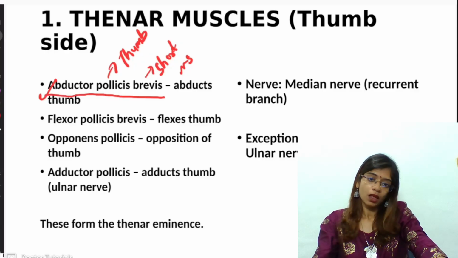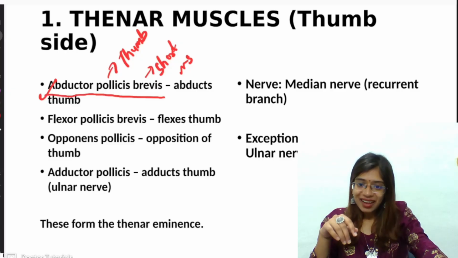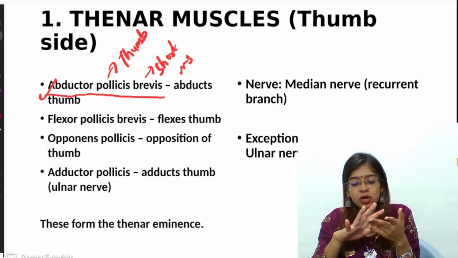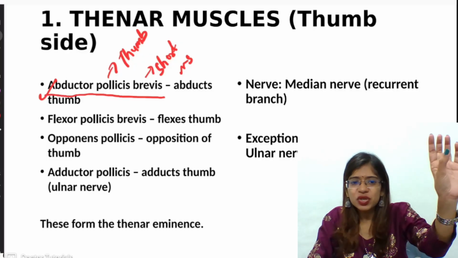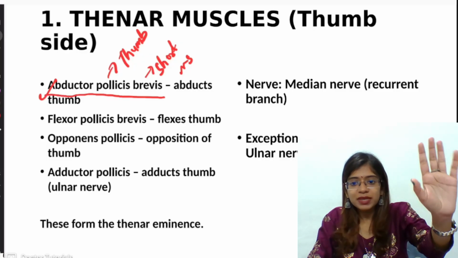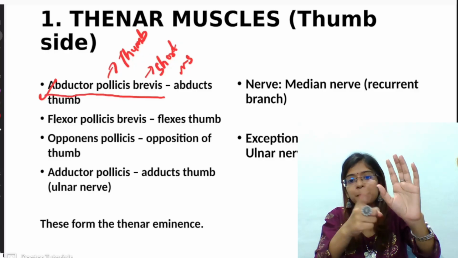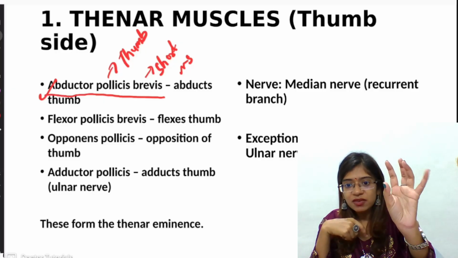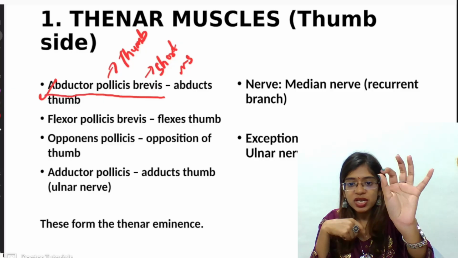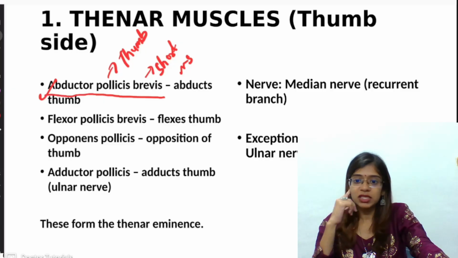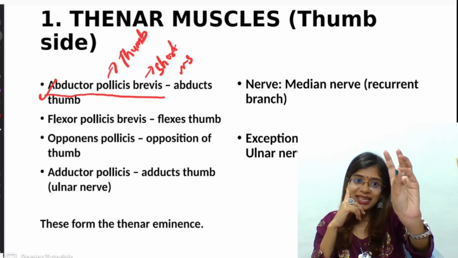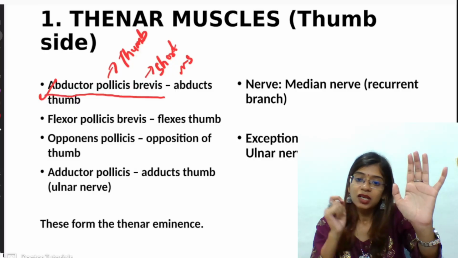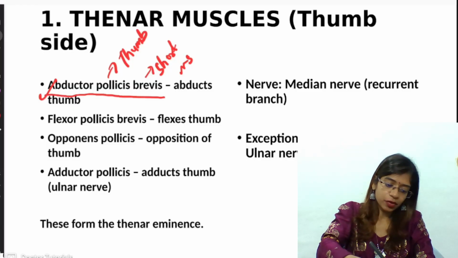Another muscle in the thenar group is called opponens pollicis. What is the action? Opposition. Opposition means bringing the tip of the thumb to the tip of the other fingers. This action is what I call opposition. Understood? So which thenar muscle helps me do this action? Opponens pollicis. Very good, opponens pollicis.